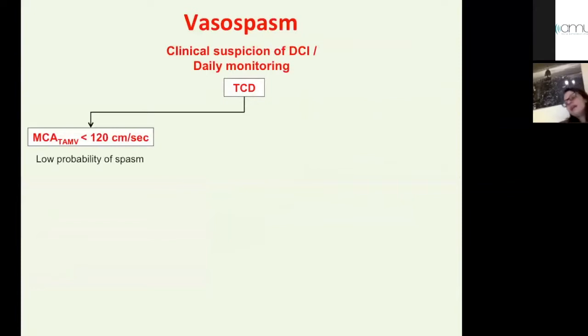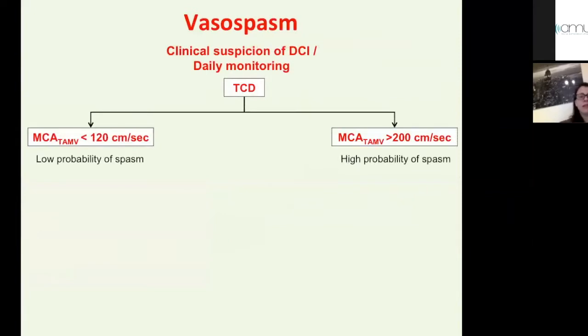So if we find a flow velocity which is below 120 centimeters per second, we're pretty sure that the patient is not developing a vasospasm. But if we have a patient whose flow velocity in the MCA is above 200 centimeters per second, we are pretty sure that the patient is actually developing a vasospasm. And then there are borderline cases when we see velocities which are between 120 and 200 centimeters per second.